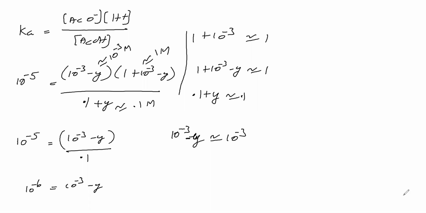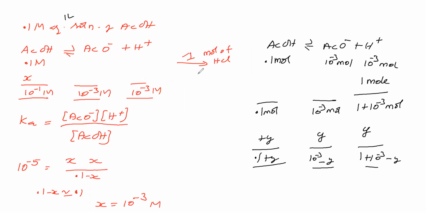Okay. So here we have added 1 mole of HCl. Therefore, in the new equilibrium, the concentration of H plus is 1 molar, acetate ion is 10 power minus 3 molar, and acetic acid is 0.1 molar. Like this we have taken.